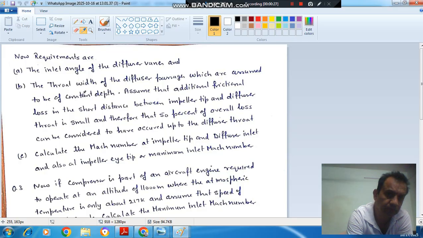That is the throat width of the diffuser passage, which is assumed to be of constant depth. Assume that additional frictional loss in the short distance between impeller tip and the diffuser throat is small, and therefore 50% of the overall losses can be considered to have occurred up to the diffuser throat.